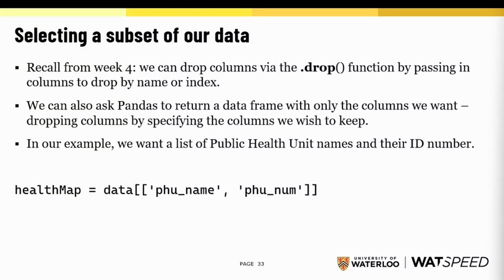So remember that in week 4, we could drop columns via the drop function and pass in the columns that we want to drop by name or index. Well, we can also ask Pandas to give us a data frame with only the columns that we want to keep. So we drop columns by saying which columns we want to keep. What we're going to build up is a map of public health unit names to their health unit identifiers. And we're going to do this by dropping all of the columns except for public health unit name and public health unit number. And we'll create a new data frame called health map. Let's take a look at this.